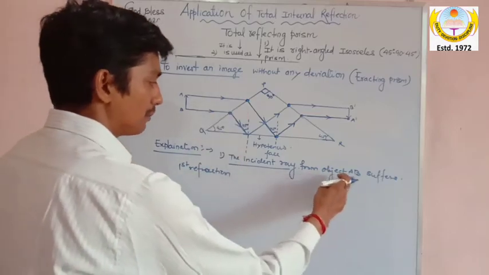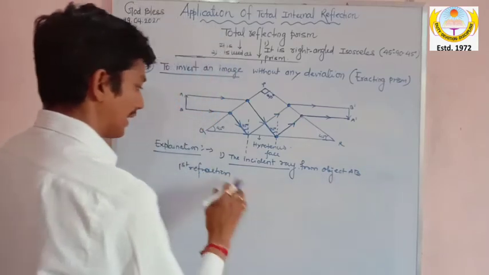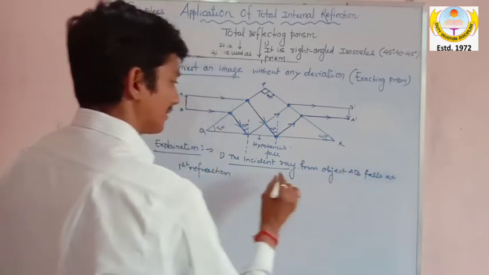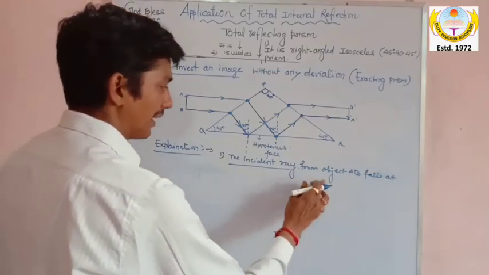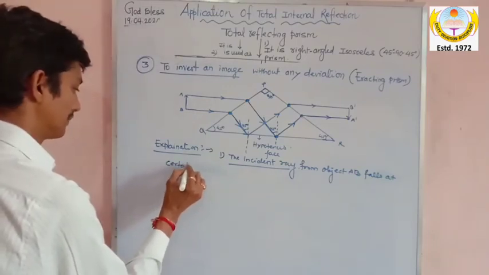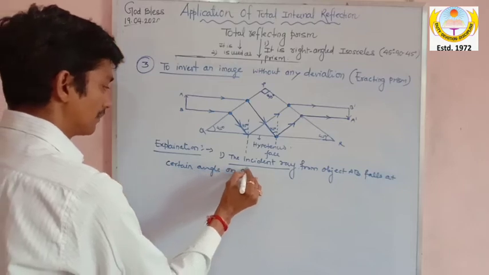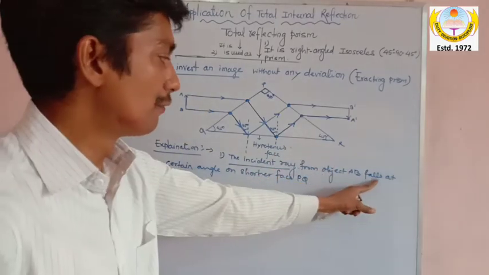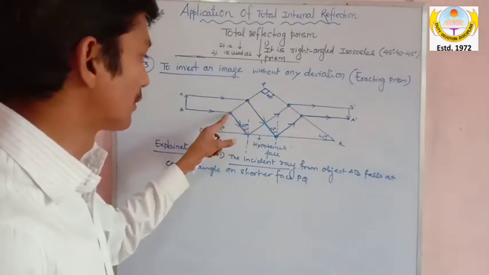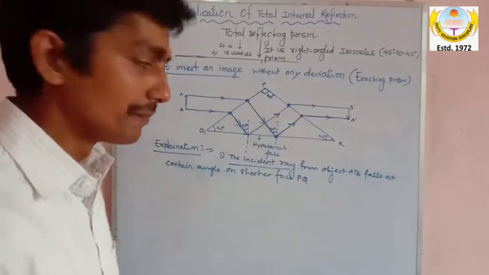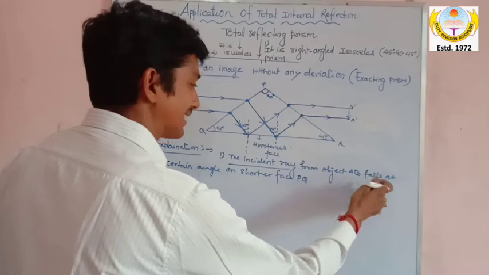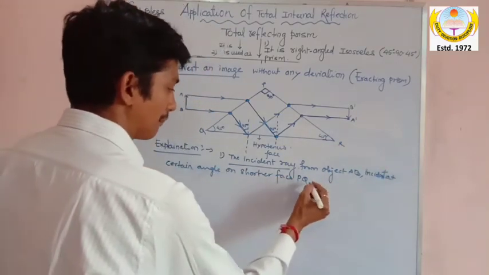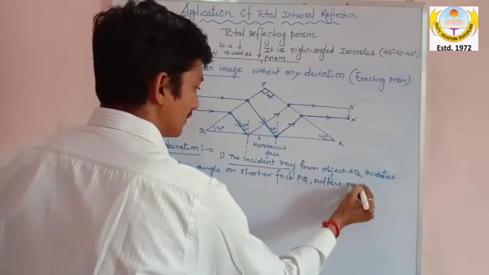the incident ray from object AB falls at a certain angle on shorter face PQ. The incident ray from object AB falls at a certain angle, right? It falls here also at a certain angle on shorter face PQ. Am I clear? Or you can say the incident ray from object AB, incident at a certain angle on shorter face PQ, suffers refraction.